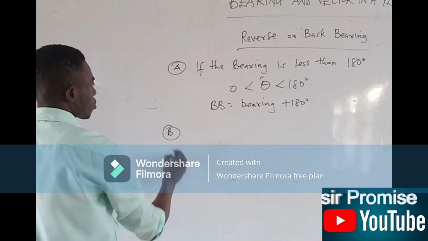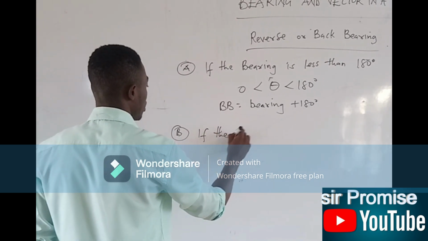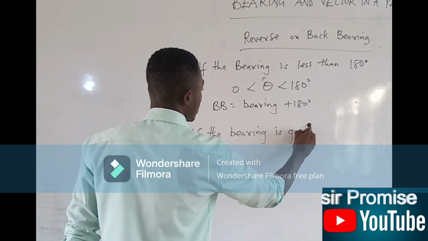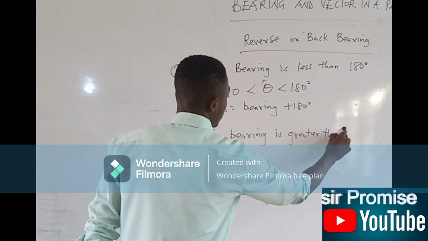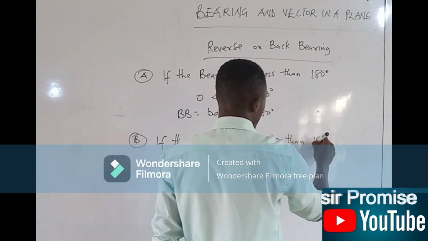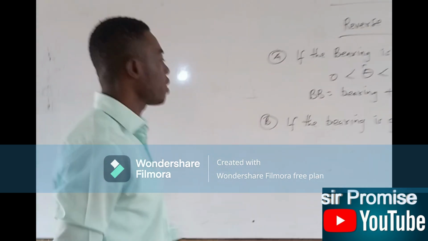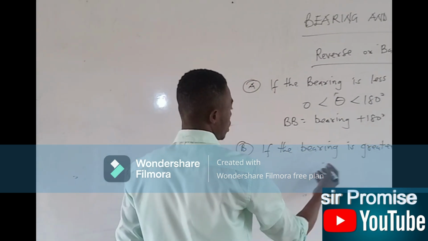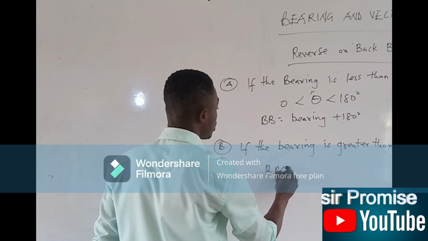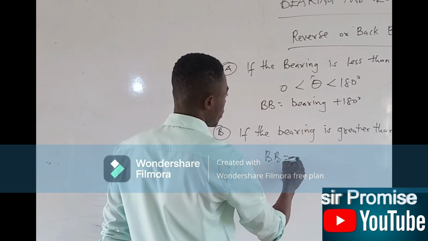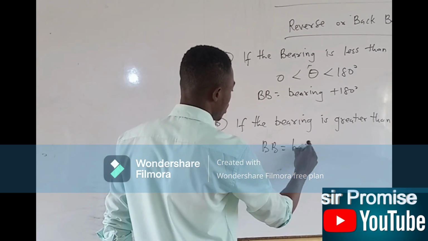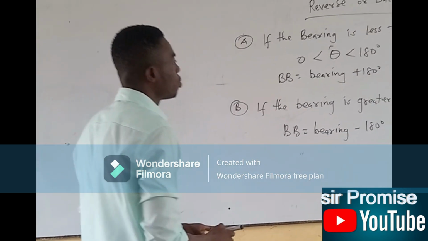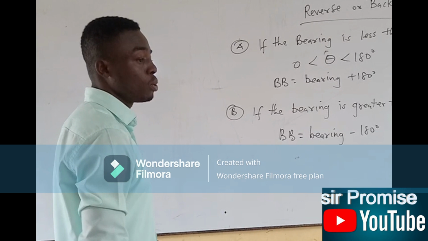Rule number 2: if the bearing is greater than 180, if the bearing given is greater than 180, what are we going to do? The back bearing is going to be the bearing given minus 180. So these are the two rules under the back bearing we are going to use.